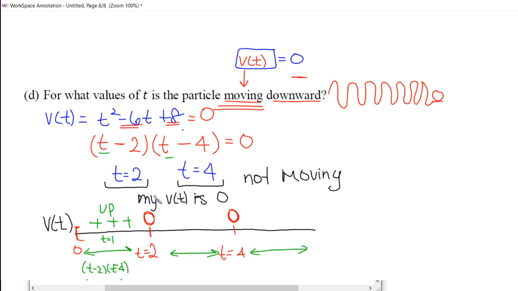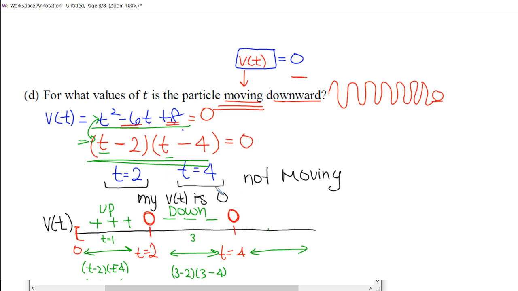Okay, let's look at from 2 to 4. I'm going to pick 3. If I plug in 3, it's 3 minus 2 and 3 minus 4, which is my velocity function right here. If you want to, you can plug it in up here, but these two are the same thing. So this gives us 1 and negative 1, which gives us a negative number, which means I have a negative velocity, which means I'm moving downward.